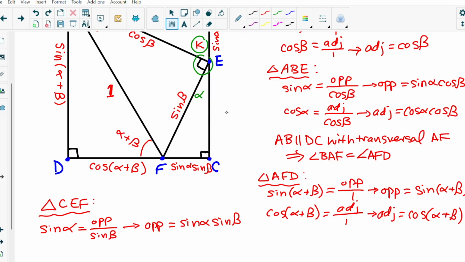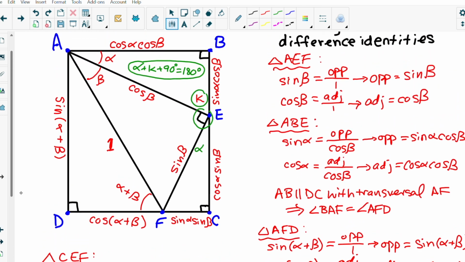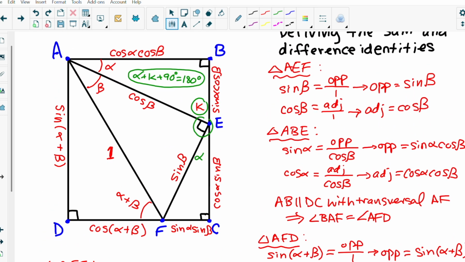Okay, let's do the adjacent side here. I'm doing the cosine of alpha, and that equals adjacent divided by the hypotenuse, which is sine of beta. So my adjacent side is equal to cosine of alpha, sine of beta. Let's fill that in. Cosine of alpha, sine of beta. Okay? All right. What will I do with all this?